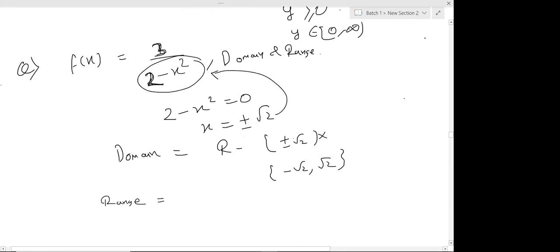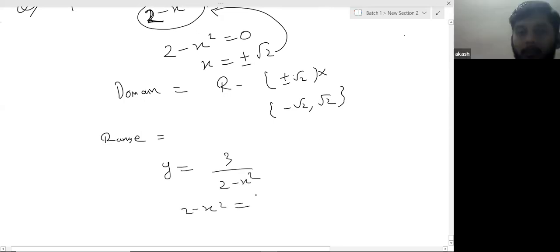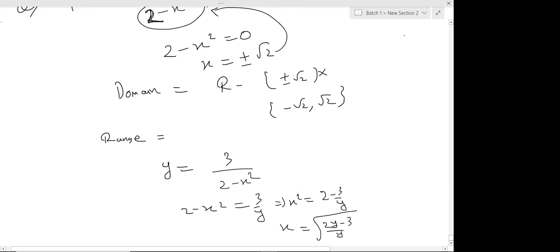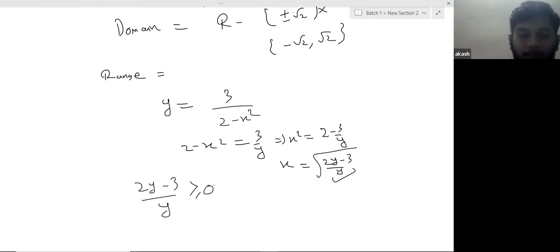Okay, Irfan, how did you find range? Sir, write x in terms of y. So this is 2 minus x square equals to 3 upon y. So x square equals to 2 minus 3 upon y. x will be under root of 2y minus 3 upon y. All right. And this will have to be greater than or equal to 0. How to solve this? Shravya, how to solve this?